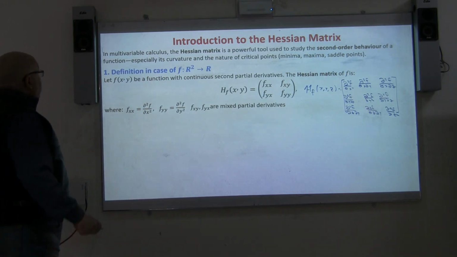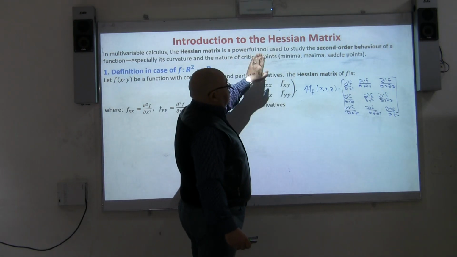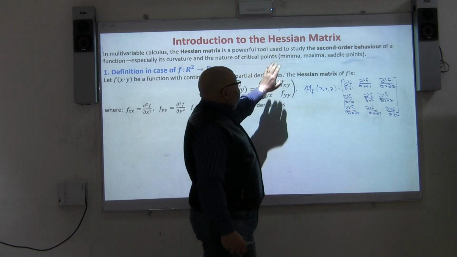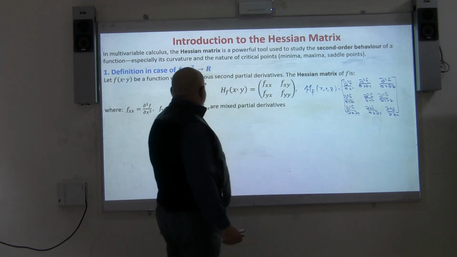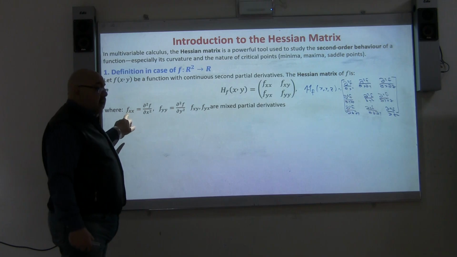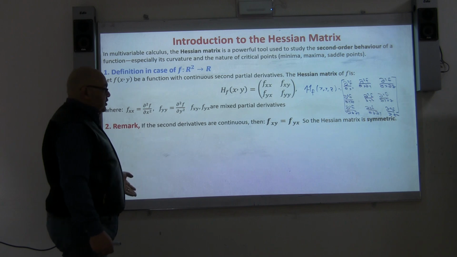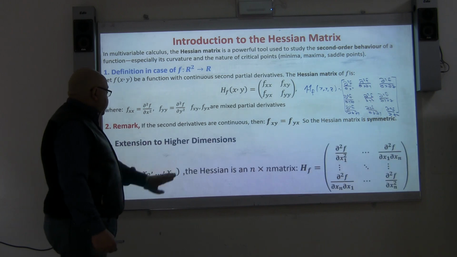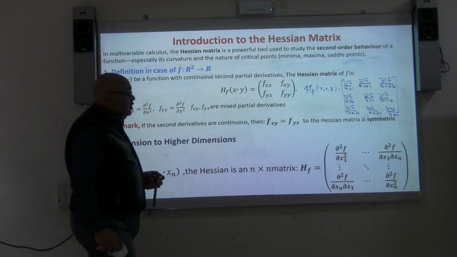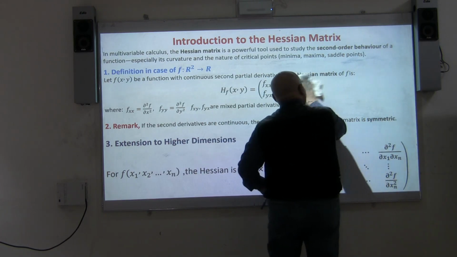Okay, so in multivariable calculus, the Hessian matrix is a powerful tool used in the study of second-order behaviors. It will help us to evaluate the maximum, the minimum, and the saddle point. Okay, f of x x stands for the second derivative in the x direction, f of y y the second derivative in y, and f of x y is the mixed derivative, as you can see. That's the general shape for the extension of the Hessian matrix in the case of dimensions up to n by n, if you want to put it to n by n, as you can see.